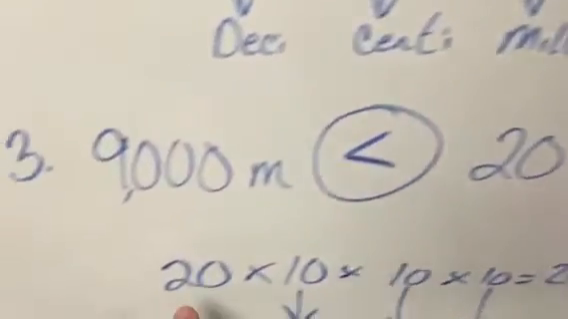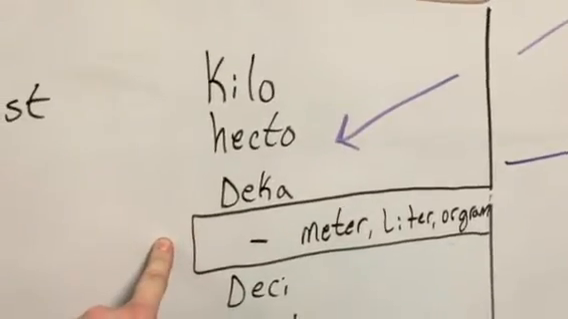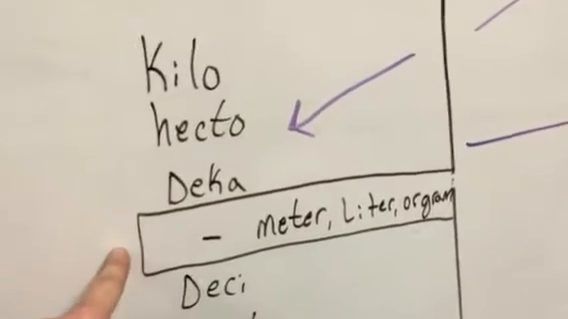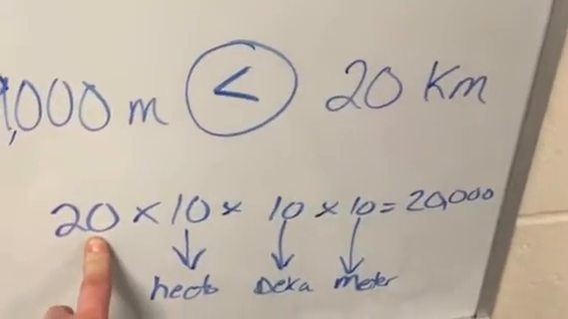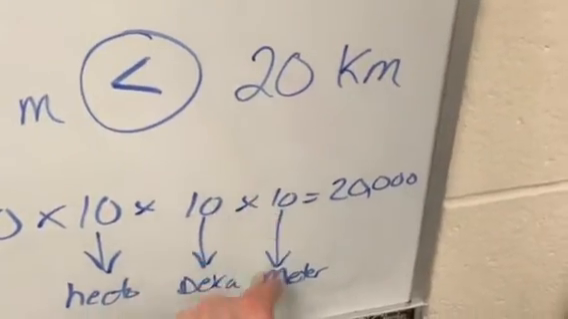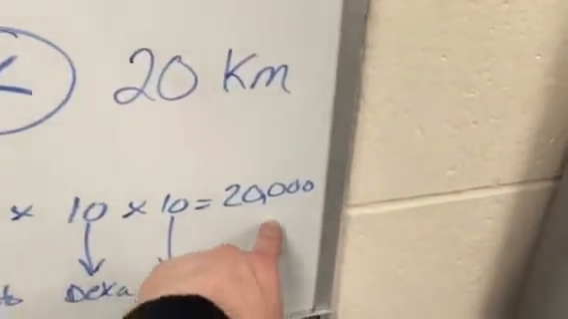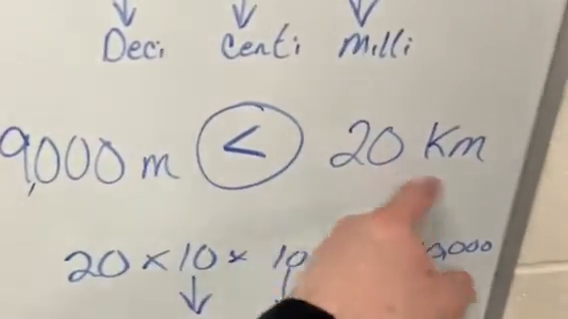So I took my 20 and I put it here, and then I looked at my chart and said, to go from kilometers to meters, I'm going from largest to smallest, so I'm going to have to multiply. So I have to multiply by 10 to get here, by 10 to get here, by 10 to get here. So I'm going to multiply by 10 three times. So let's see what I did. I started with 20 because that's how many kilometers I had, times 10 hectometers, times 10 decameters, times 10 meters, and I got 20,000.